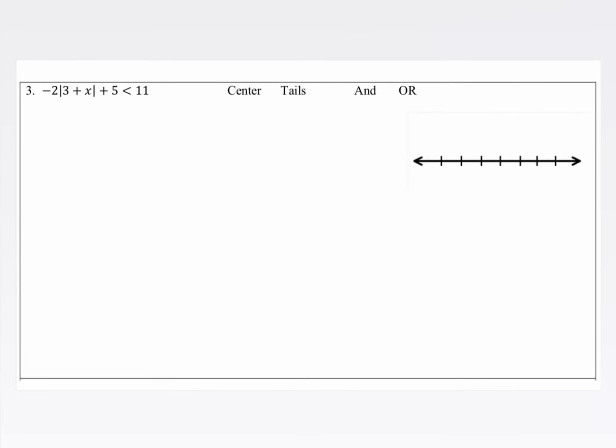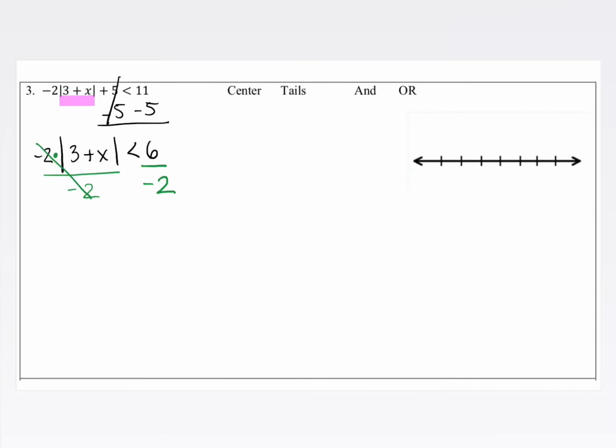Moving on to example number 3, we have negative 2 times the absolute value of 3 plus x, plus 5 is less than 11. So here we have some stragglers. We need to first isolate our absolute value, so get it alone. Treat it just like a variable, this absolute value. So what we're first going to do is subtract 5 from both sides and get negative 2 times the absolute value of 3 plus x is less than 6. Then, since this is 2 times this quantity, this absolute value, we're going to apply the inverse, which is division, and divide both sides by negative 2.